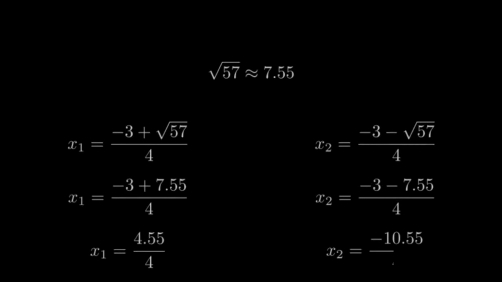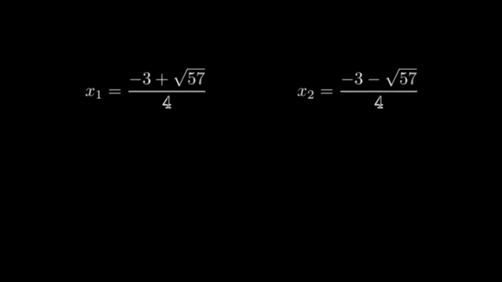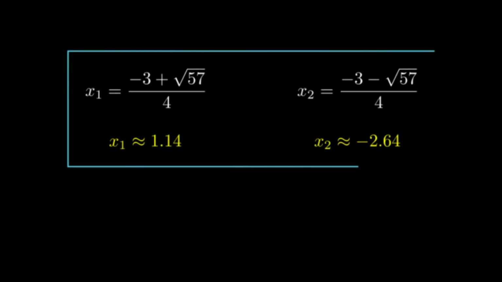For completeness, let's display both the exact form of our solutions with the square root and their decimal approximations side by side. Here we have our complete solution set. The exact solutions are x sub 1 equals negative 3 plus the square root of 57, all divided by 4, which is approximately 1.14, and x sub 2 equals negative 3 minus the square root of 57, all divided by 4, which is approximately negative 2.64.